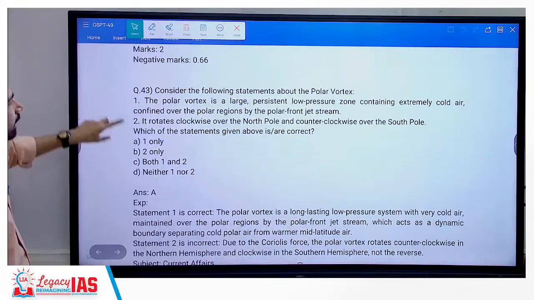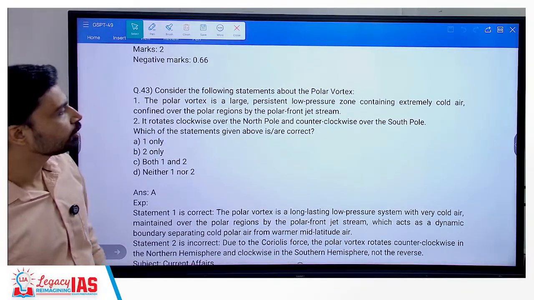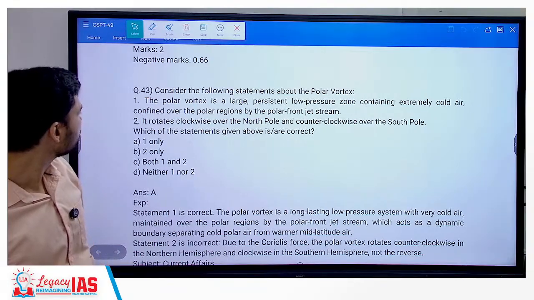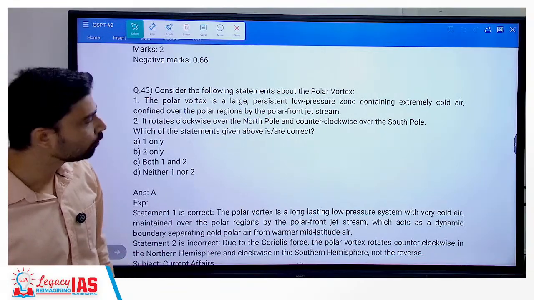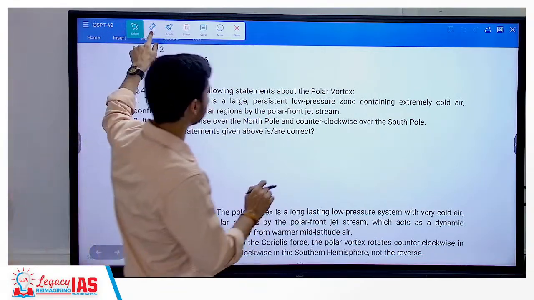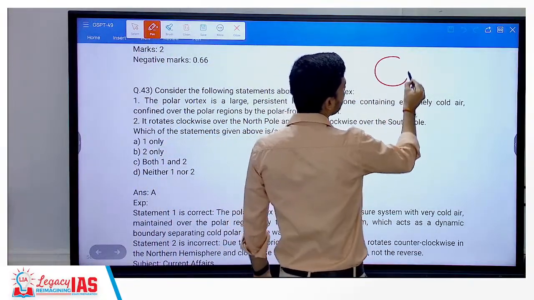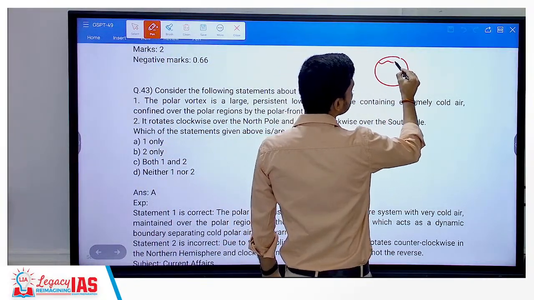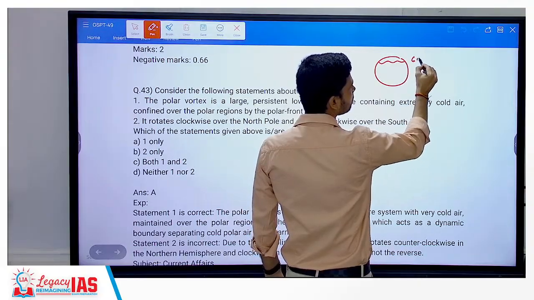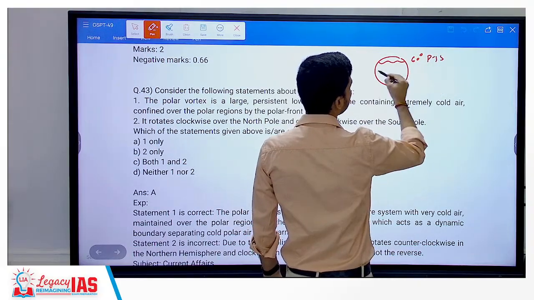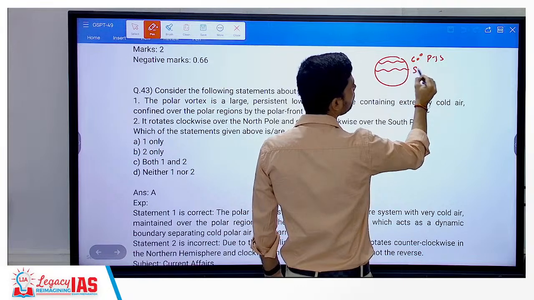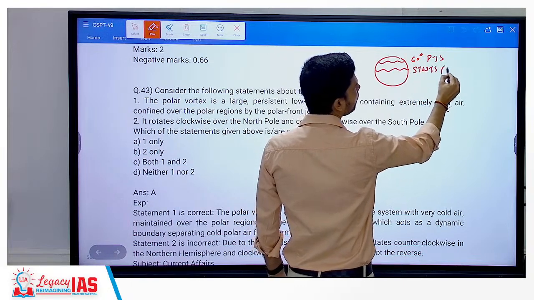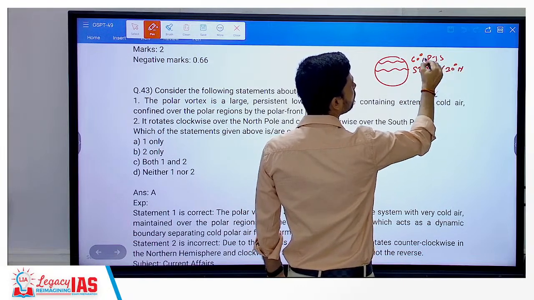Then polar vortex is a large persistent low pressure zone containing extremely cold air confined over the polar regions by the polar front jet stream. Okay, that is correct. So if you look at the world, we have discussed two jet streams are there. One is around 60°, that is the polar jet stream. Another is where? Subtropical westerly jet stream around what latitude? 30° in the north you can say.